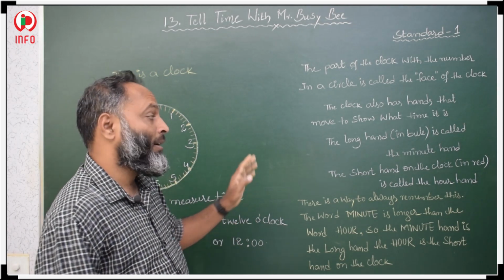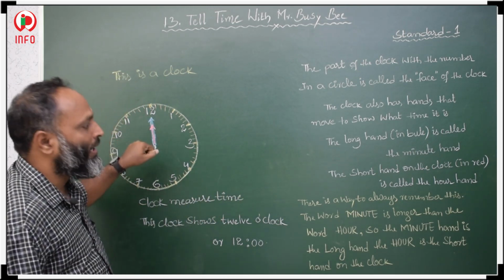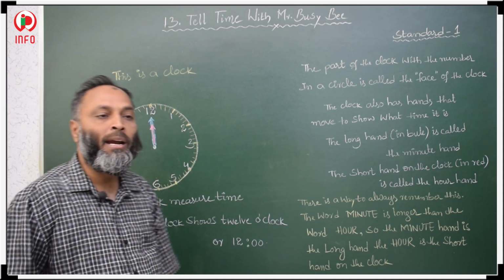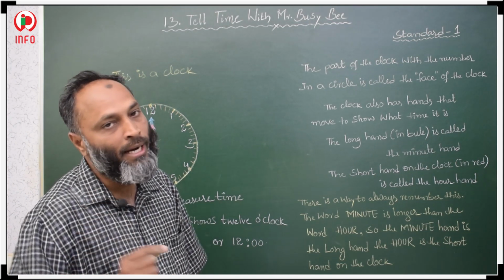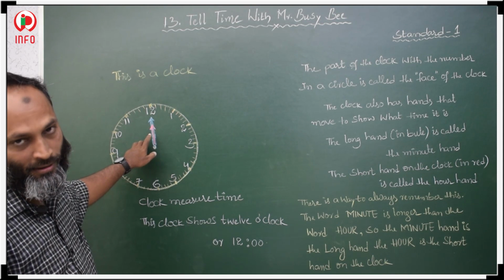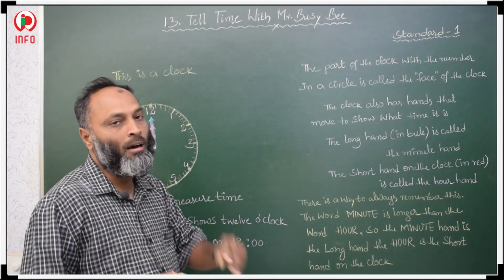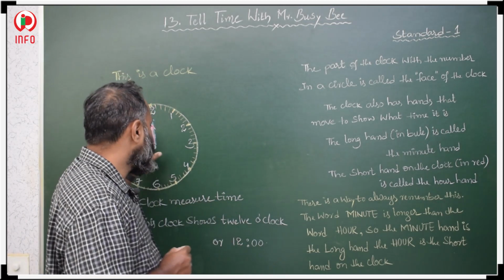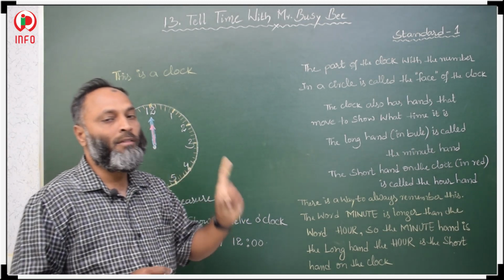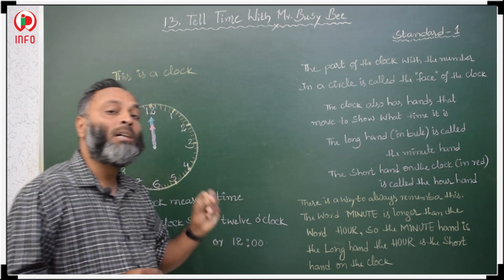Then after that, the long hand. Here this is a long hand, in blue color. It is a minute hand. The second one is the short hand, which is in red color, here pink color. That is a short hand. That is an hour hand. The long hand always shows minutes and the short hand shows hours.